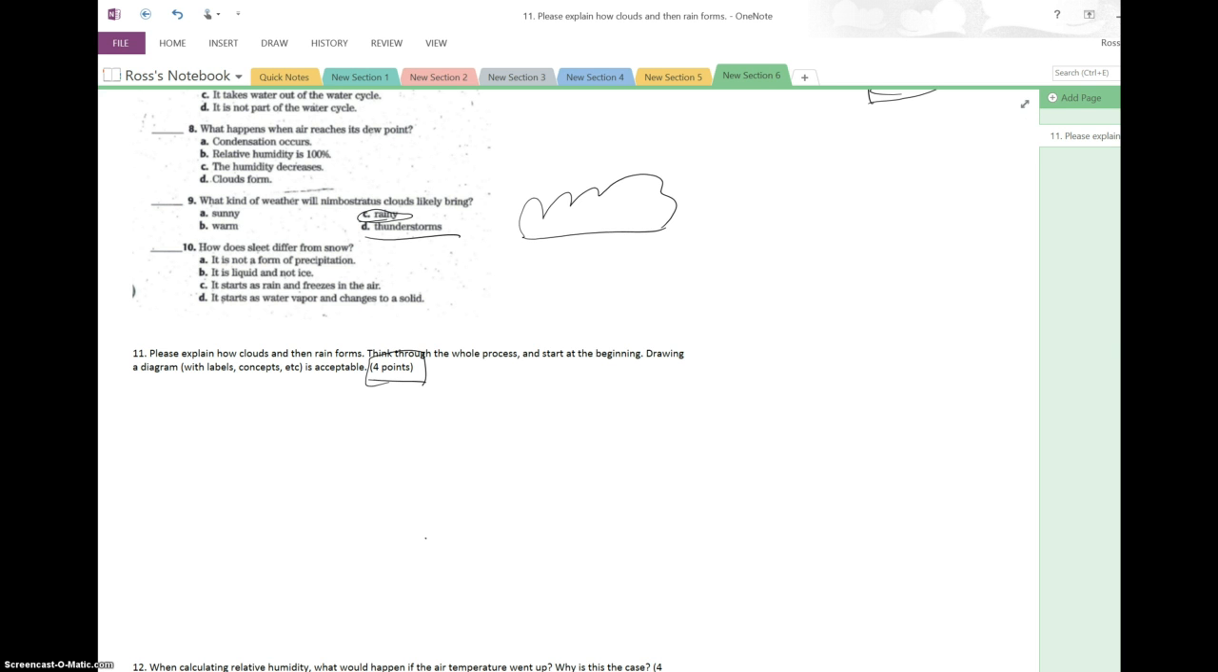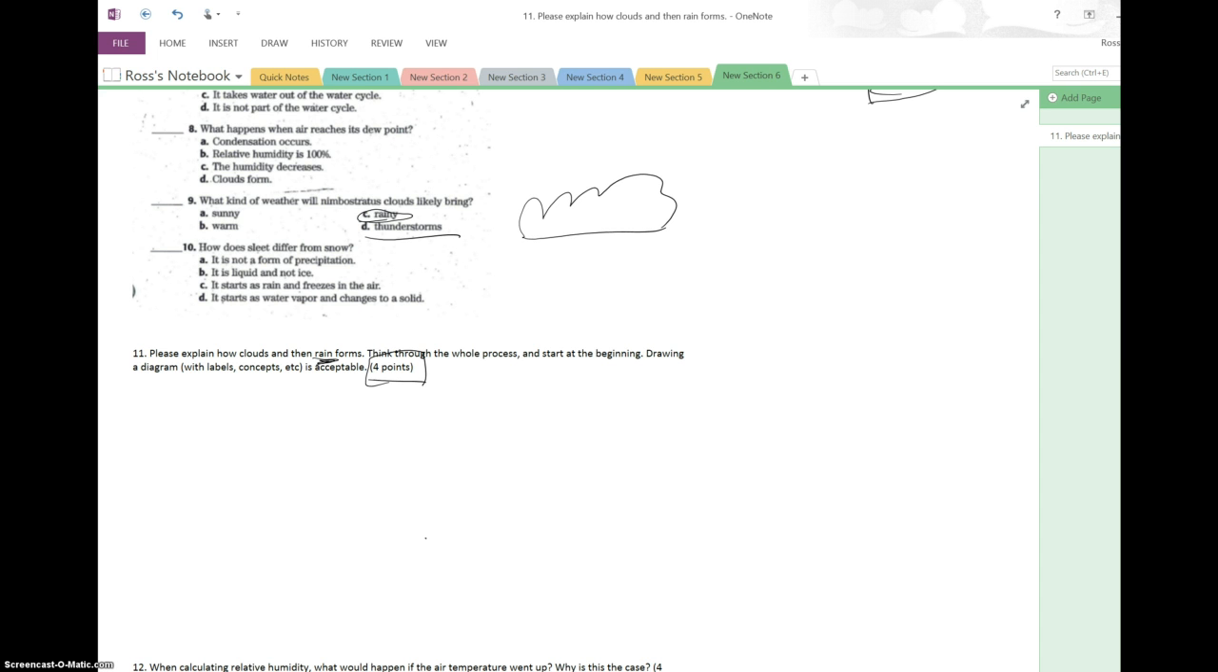During the quiz, I reiterated that this question is not asking about runoff and precipitation. It is not asking you to explain what rain is and the different types of precipitation. That word never shows up here. We're talking about formation of rain and formation of clouds.